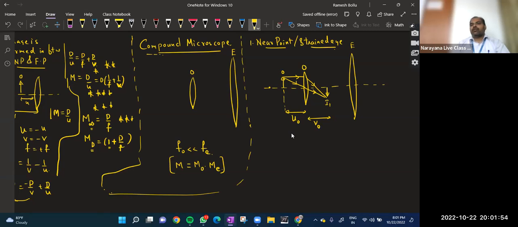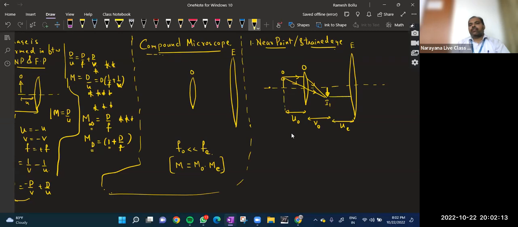Understood? Now this image I1 is acting like an object for the eye lens, no? Now forget the objective lens totally. Now the eye lens, which is the object, students? This I1 is acting like an object. So that object distance is called UE.